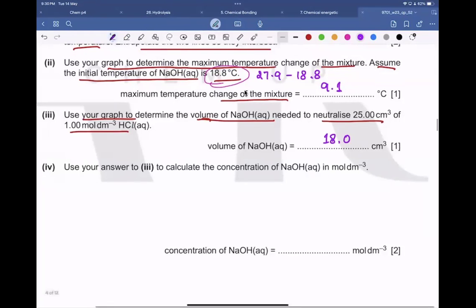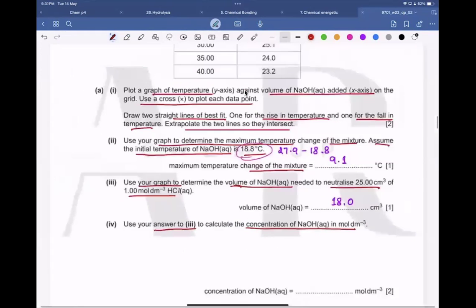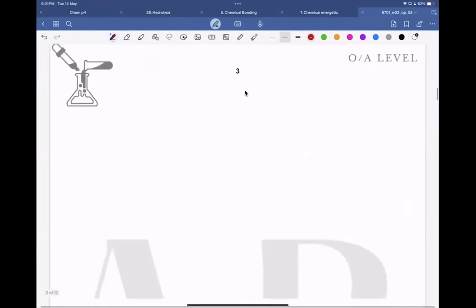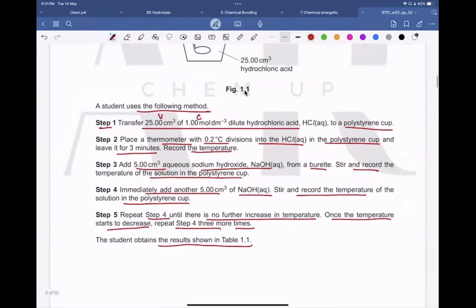Use your answer to 3 to calculate the concentration of sodium hydroxide in mole per dm cube. Okay. So we know the concentration and volume both of hydrochloric acid, and we don't know the volume. We just know the volume of sodium hydroxide.